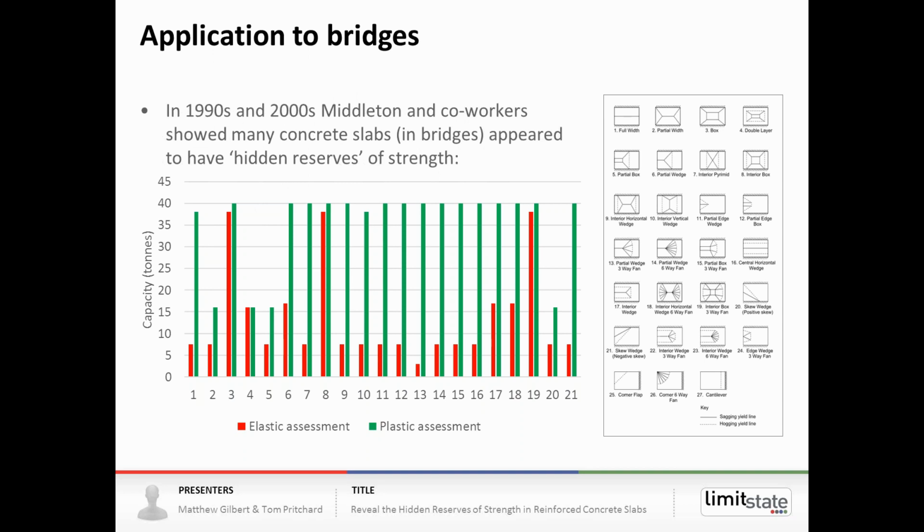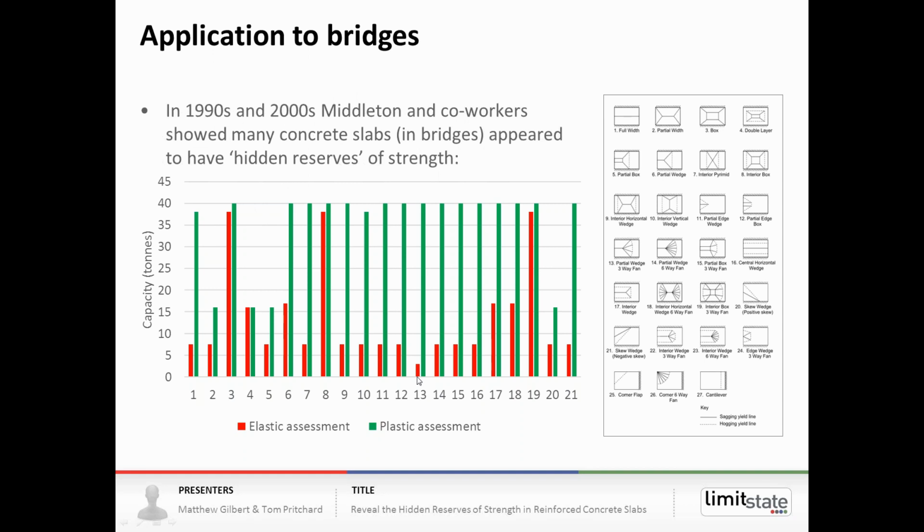However, because the methods that we used at that time generally used elastic principles, it's possible to revisit those bridges using plastic principles and potentially demonstrate that there's more strength than you originally believed. And that's exactly what Campbell Middleton and co-workers did. So here on screen you can see the results for 21 bridges that they reassessed. The elastic assessment is shown in red, the plastic assessment in green. And you can see that in many cases the target capacity of 40 tons was reached, even though the elastic capacity was very much lower than that.